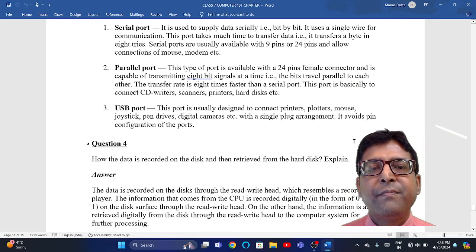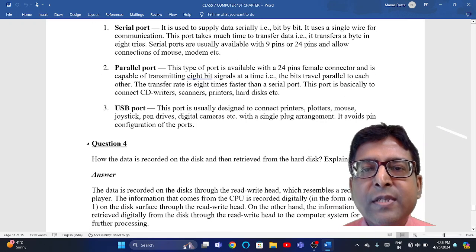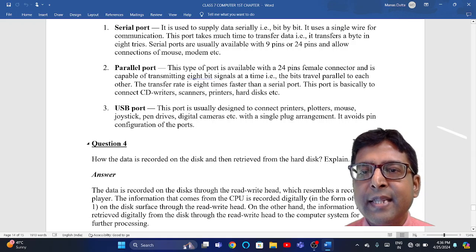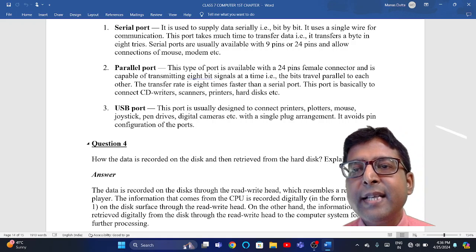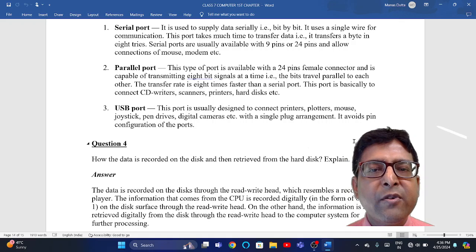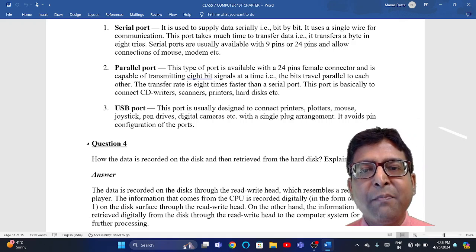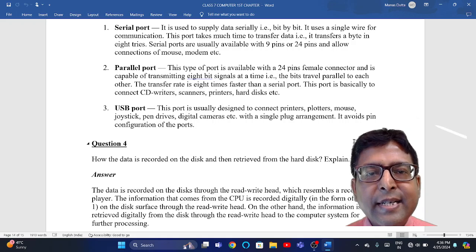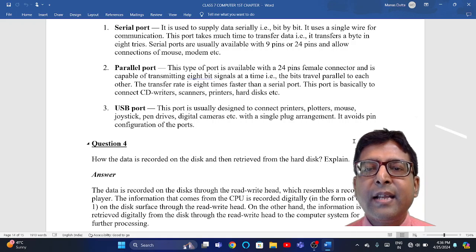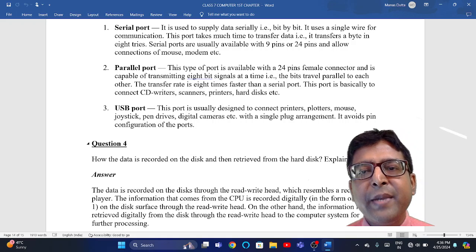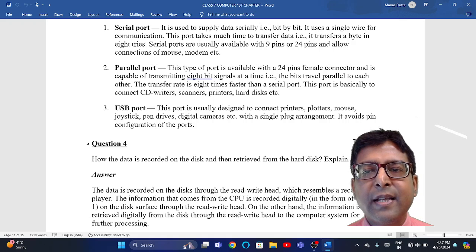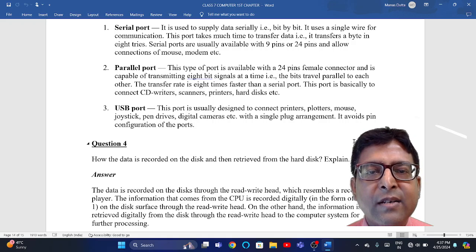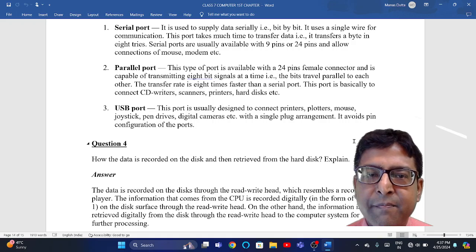Serial ports. It is used to supply data serially, that is, bit by bit. It uses a single wire for communication. This port takes much time to transfer data, that is, it transfers a byte in 8 turns. Serial ports are usually available with 9 pins or 24 pins and allow connection to mouse, modem, etc.